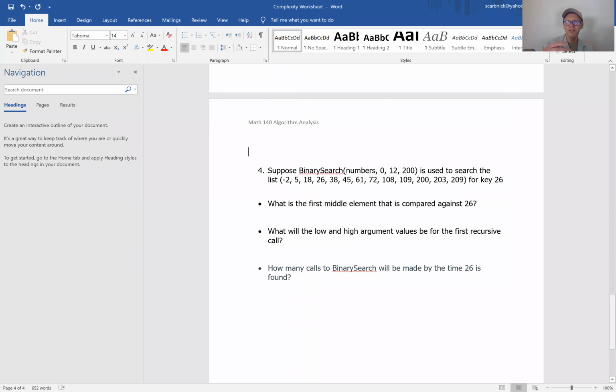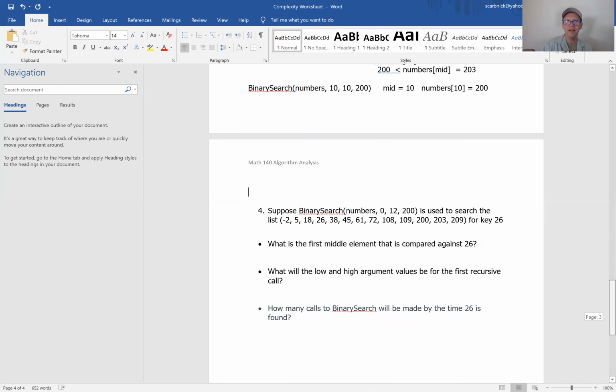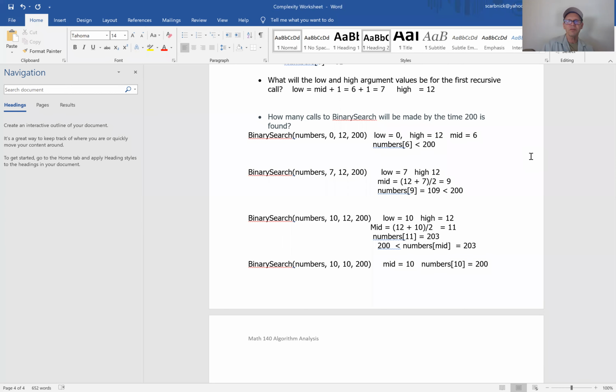I'm not sure if my talking through this is making it more confusing or not. But hopefully that helped. So I'm going to stop sharing here. This is it for the worksheet.